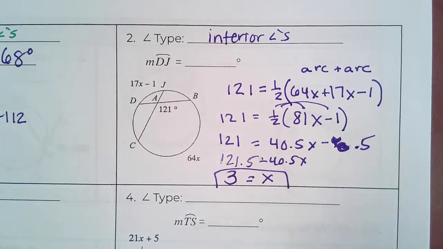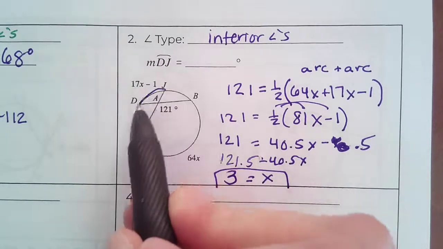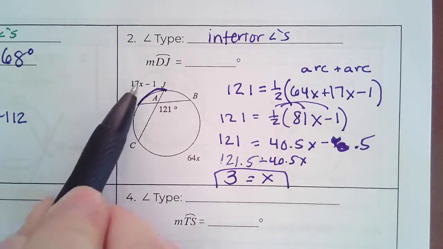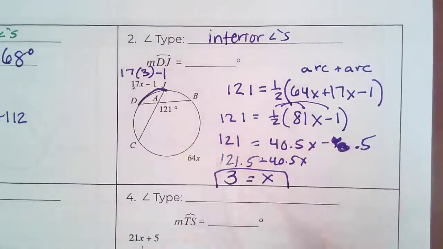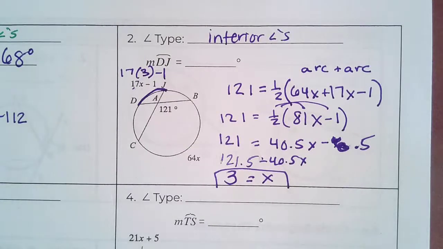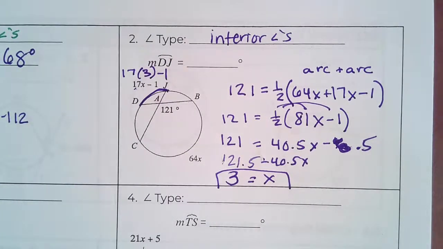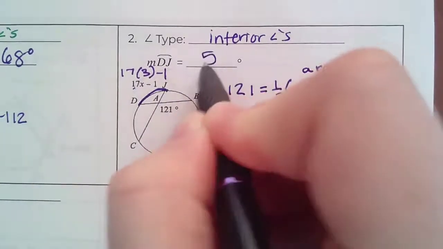Now I'm tasked with finding arc DJ. So I'm going to plug it in for x here. So 17 times 3 minus 1. Abby, what'd you get? 50 degrees. Very good.